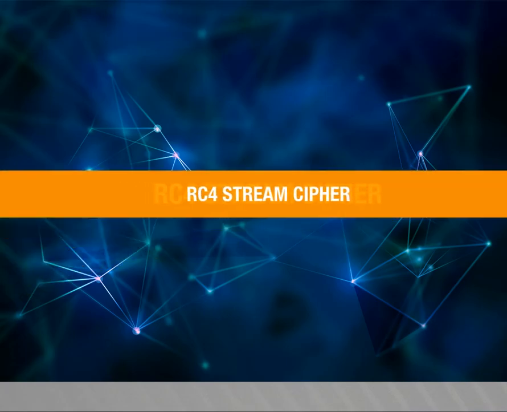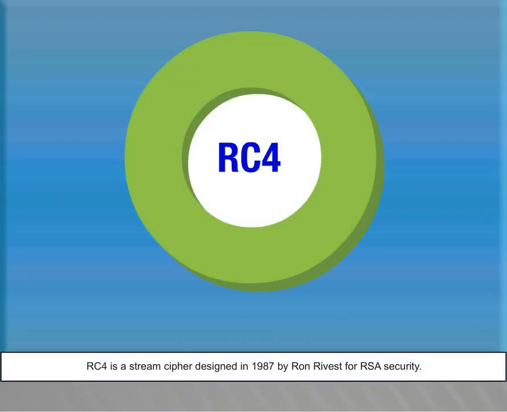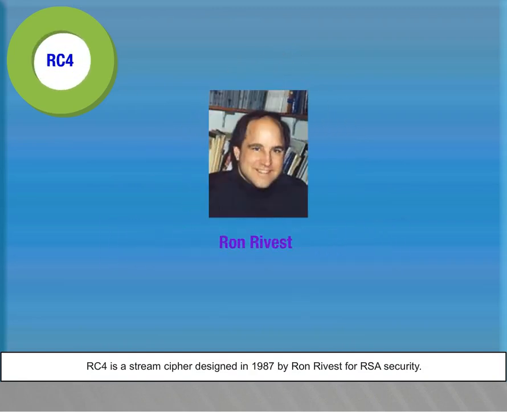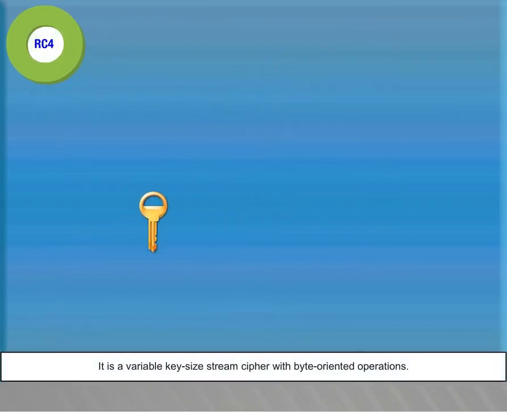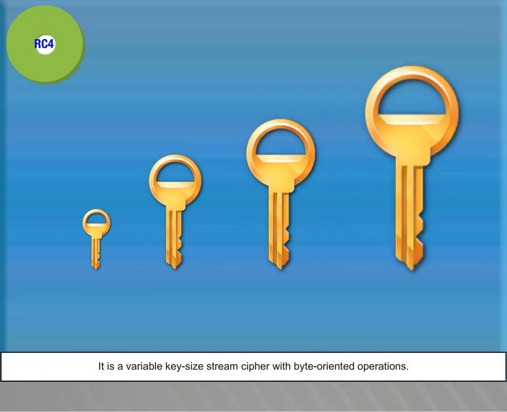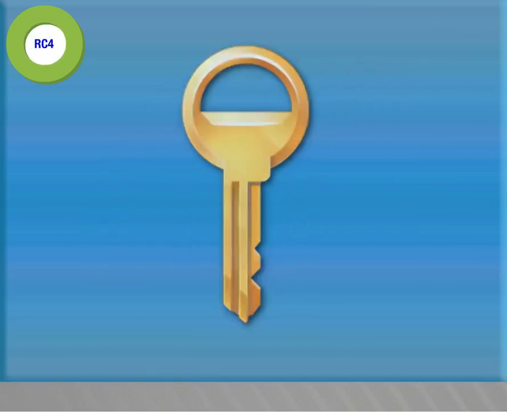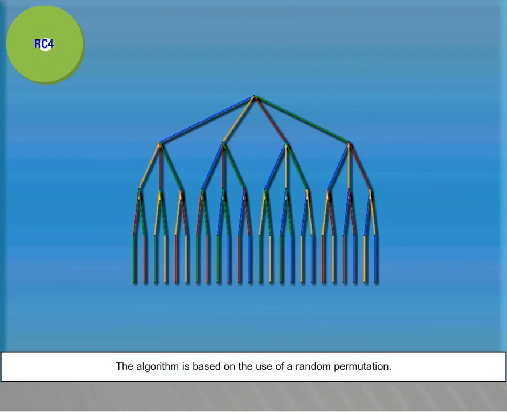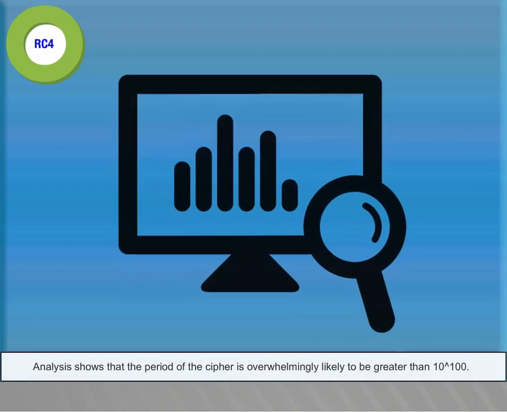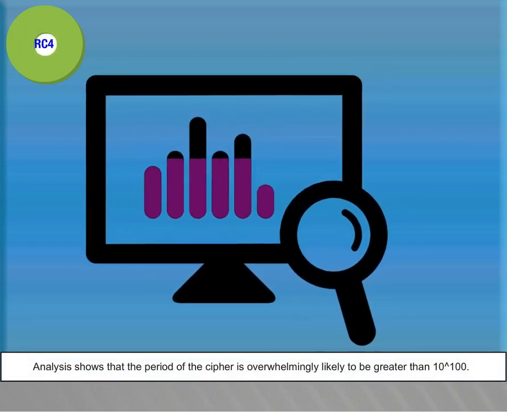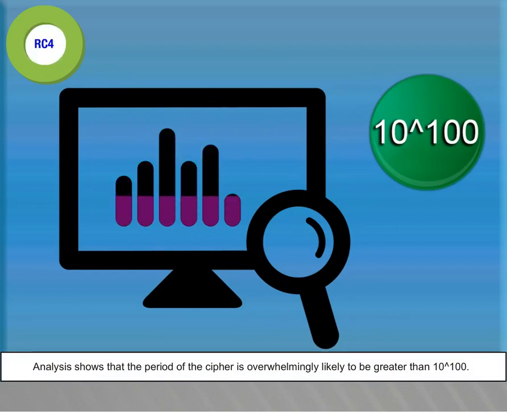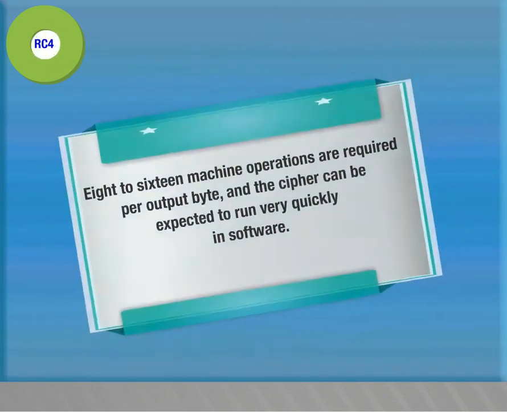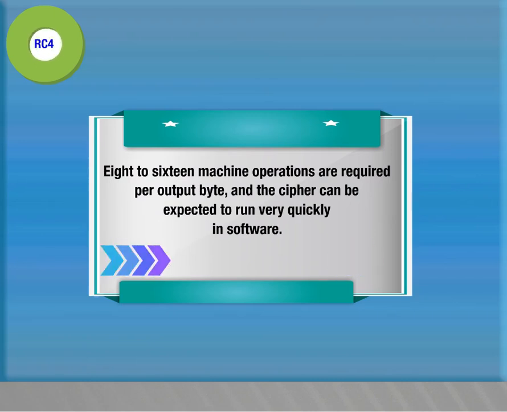RC4 stream cipher. In this video, we are going to see about the RC4 stream cipher. RC4 is a stream cipher designed in 1987 by Ron Rivest for RSA Security. It is a variable key size stream cipher with byte-oriented operations. The algorithm is based on the use of a random permutation. Analysis shows that the period of the cipher is overwhelmingly likely to be greater than 10 to the power 100. 8 to 16 machine operations are required per output byte, and the cipher can be expected to run very quickly in software.